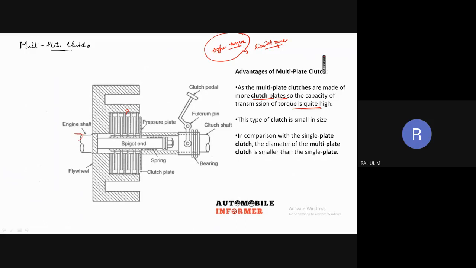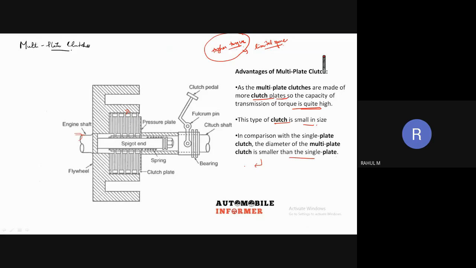The next advantage you can see over here is that this type of clutch is small in size, and because of this you can use it in small vehicles like two-wheelers. So it requires only a small space. Unlike this, for a single plate clutch, to transfer high torque you require a very huge clutch plate. In comparison with a single plate, the diameter of the multi-plate clutch is much smaller, and that makes it possible to use it for two-wheelers and racing cars. This multi-plate clutch system is used there.